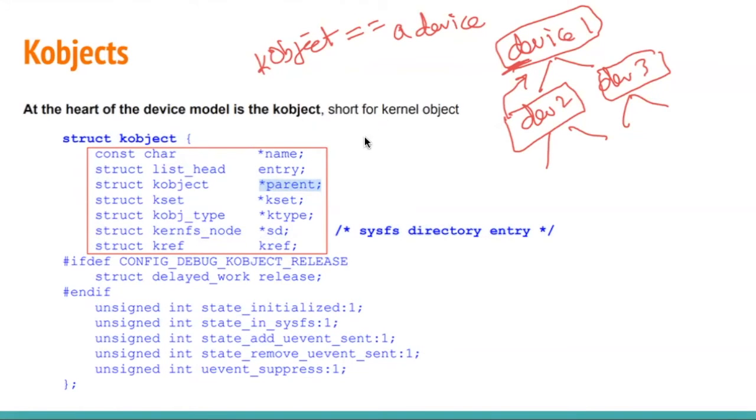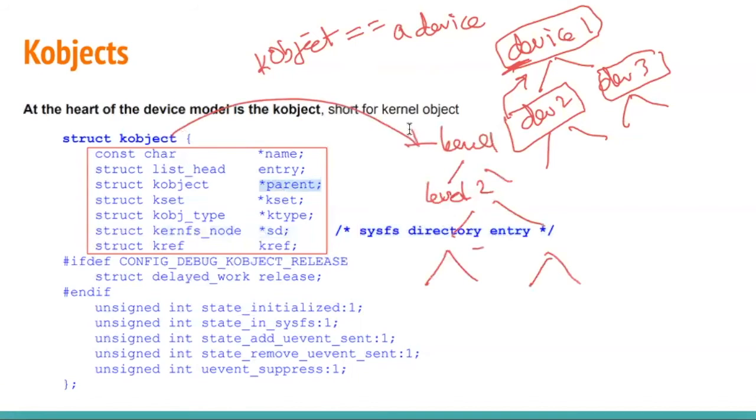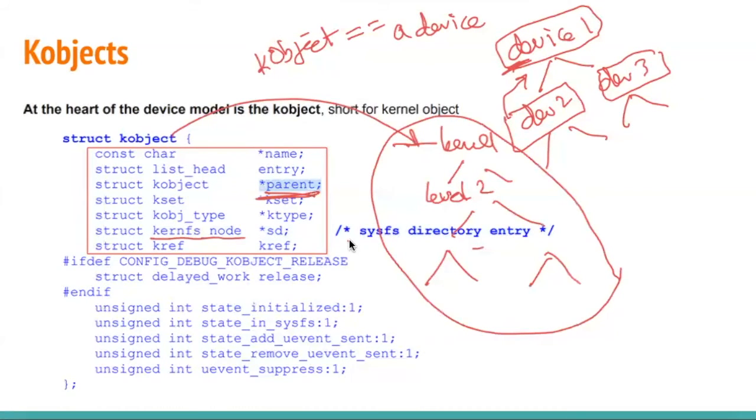So we are going from level 1 to level 2, and this way we are building the whole structure based on the kobjects, because we have parent. As the structure of the kobjects is there, we have this directory entry in the file system. Based on this hierarchy, we also build the file system in the sysfs file system.